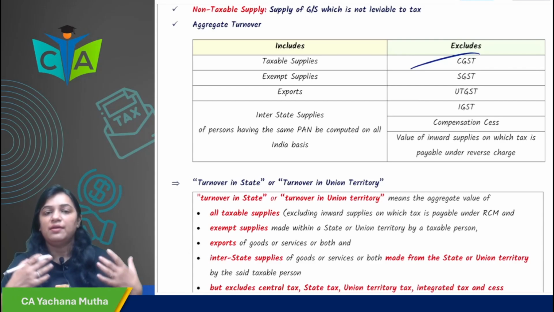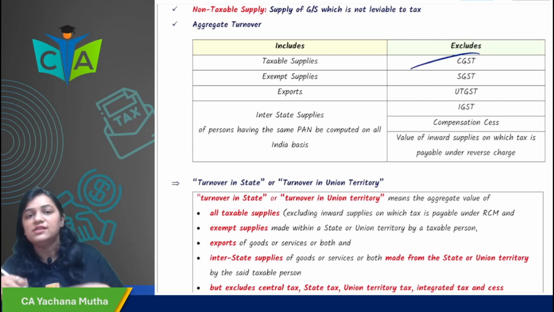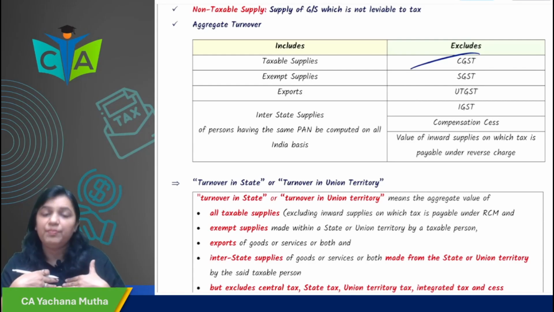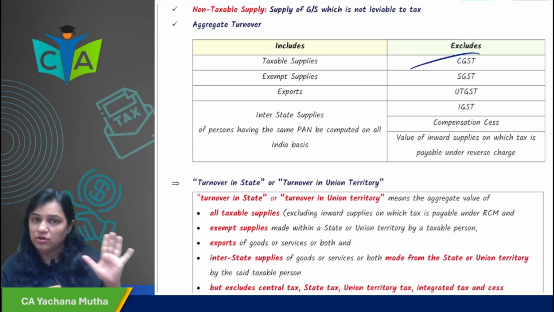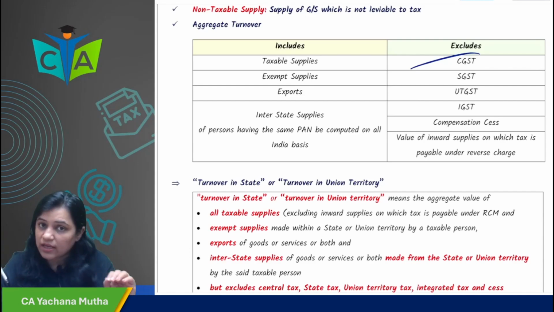So, for example, I am a business entity. I have received legal services on which I have to pay tax. Definitely, I will pay tax, but it will not be included in my aggregate turnover.